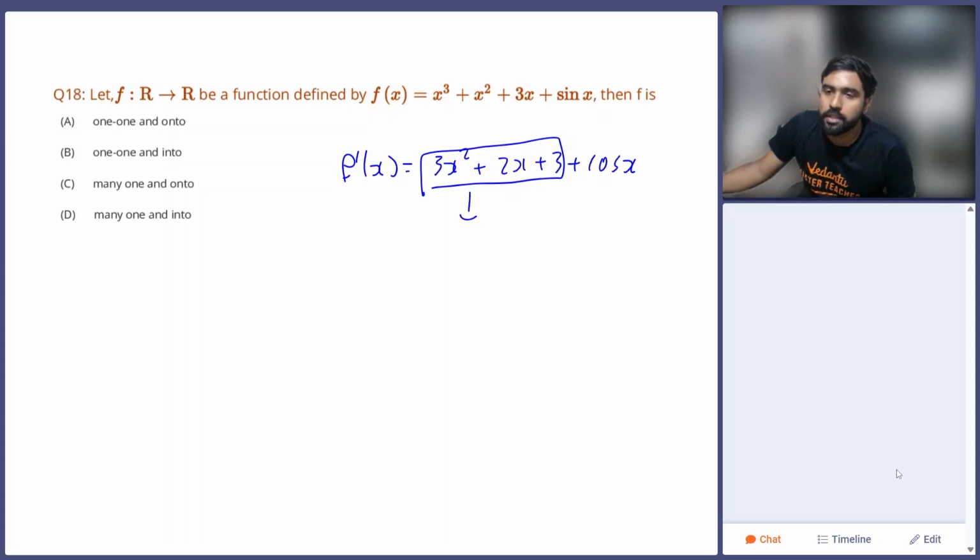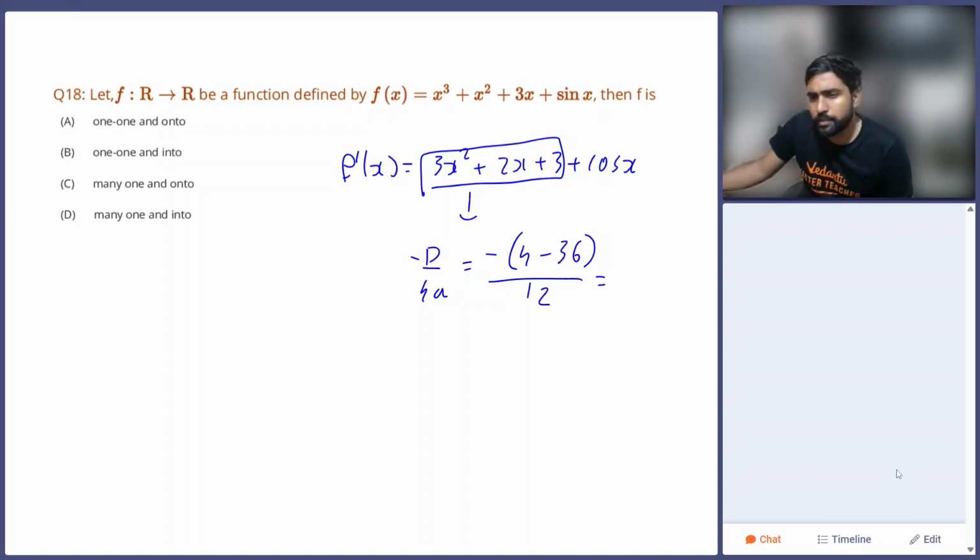Looking at this expression, we'll need to find the minimum value of this expression, right? Because if that's greater than minus 1, I can say that it is directly one-one, else it will be decreasing at certain points. So what is the greatest value? That's minus D by 4a. What is minus D by 4a? Minus of b square minus 4ac, that's minus 36 divided by 4a, that is 12 over here.